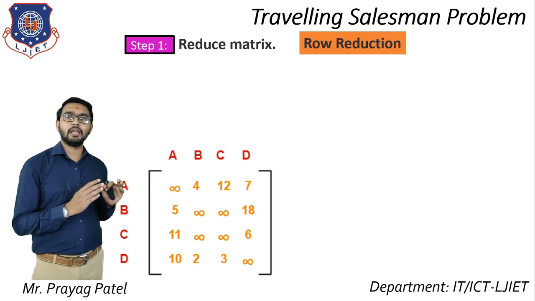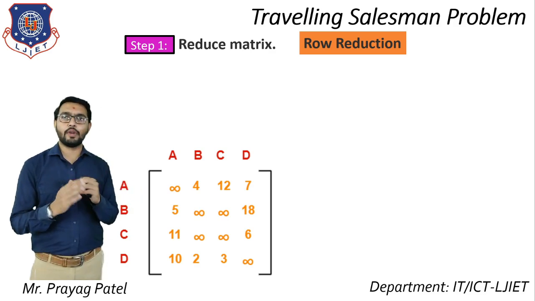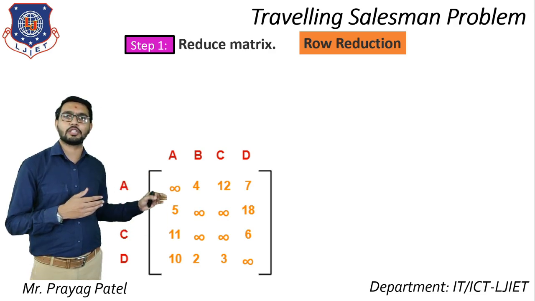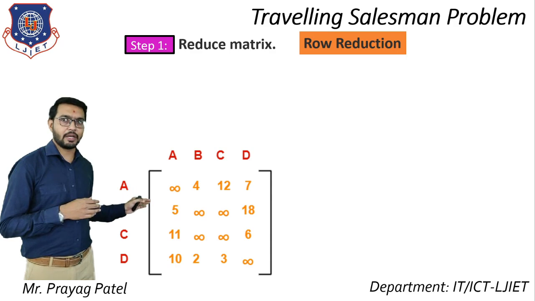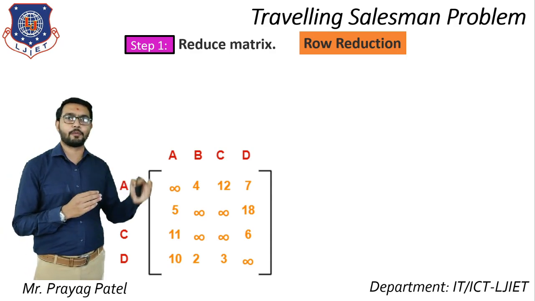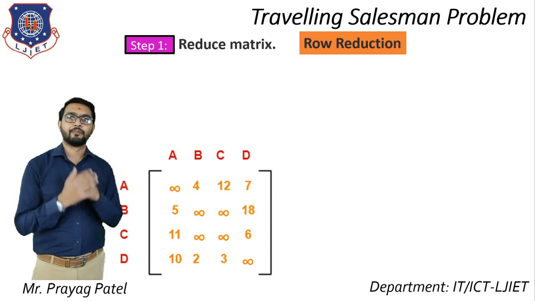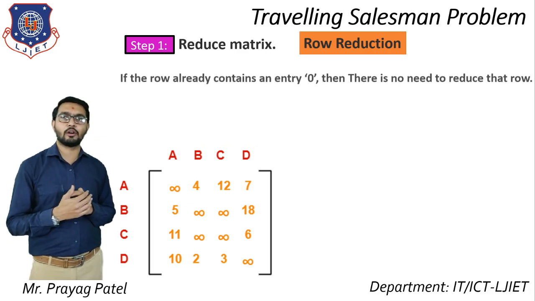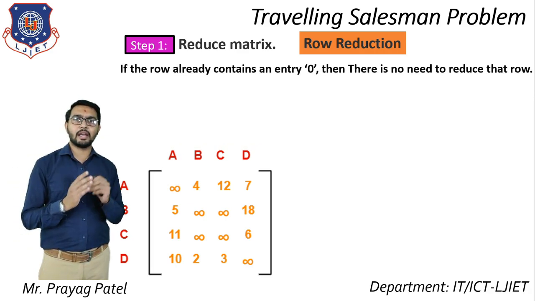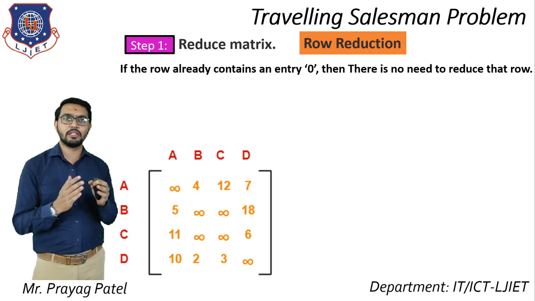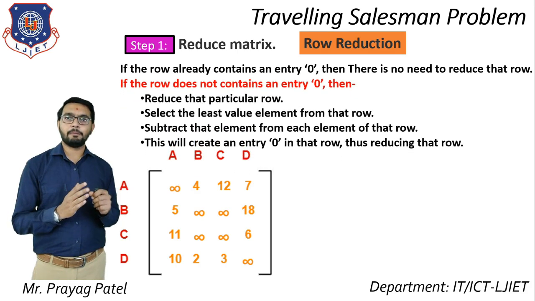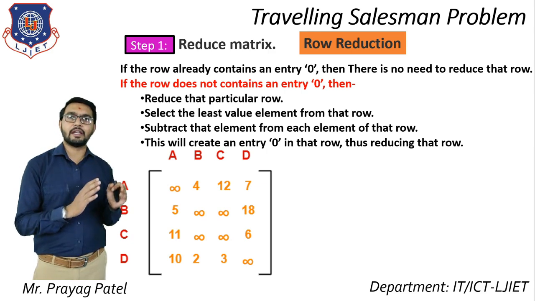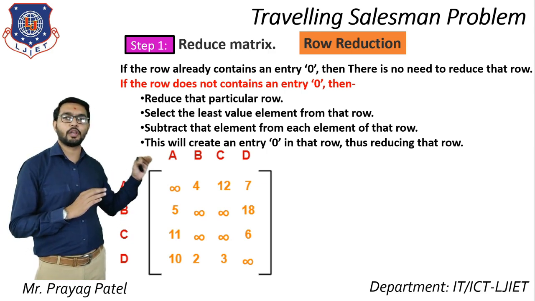Now after understanding how we can reduce the matrix, we reduce this matrix step by step. The first step is the row reduction step. Now consider this as your initial matrix. In the initial matrix, first you perform the row reduction operation. Now how can we perform the row reduction operation? If the row already contains at least one 0 entry, then there is no need to reduce this row. But if the row does not contain an entry 0, then reduce that particular row.